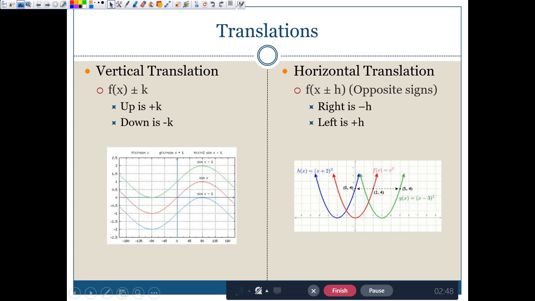If we're moving left or right, a horizontal translation, it's the opposite of what we're used to. It's going to go on the inside of our function, inside the grouping symbol. It's either going to be inside parentheses, or inside the square root, or inside the absolute value. If it's going right, it's going to be negative, and if it's going left, it's going to be positive. This is the part that's a little bit opposite from what we normally would think.